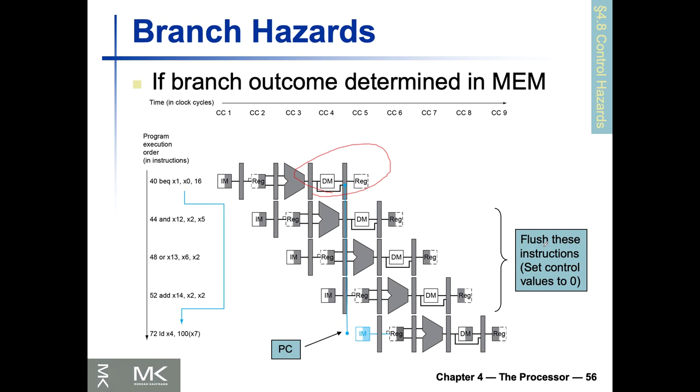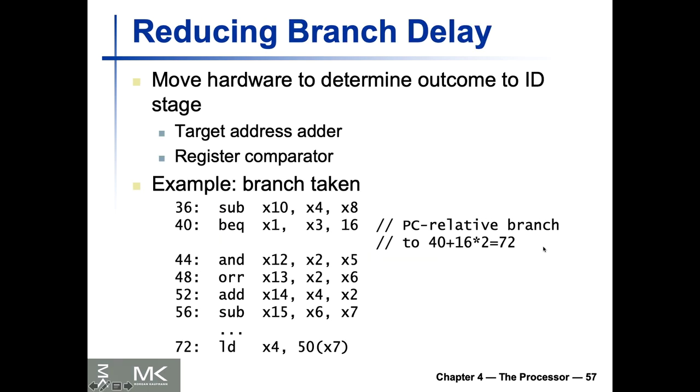Okay, so one way to reduce that branch hazard is to move the hardware that determines the outcome of the branch to the ID stage instead of the later stage. This is much better. We can do that by a simple calculation of the PC-relative branch, and we understand that at 72 we need to fetch the next instruction after the branch, right? So we can do that right away at ID, because we sort of fetch the instruction by prediction.